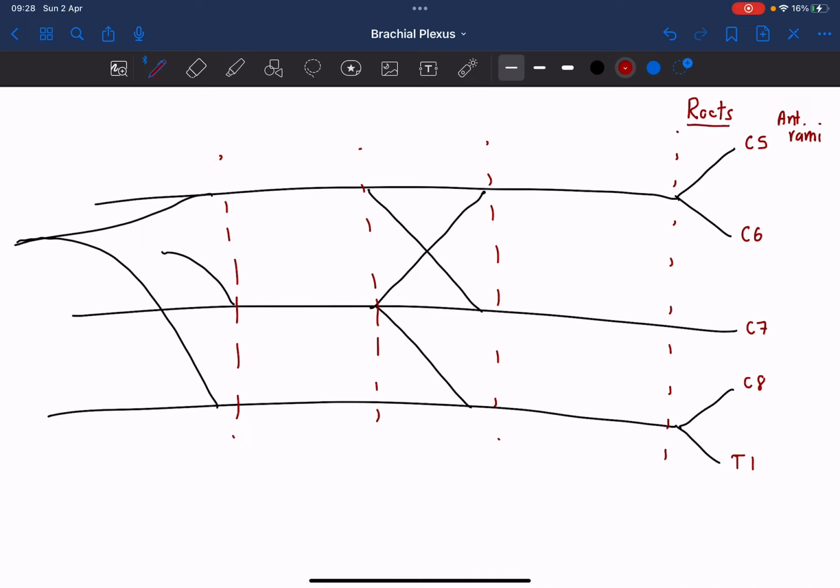The next part of the brachial plexus are the trunks. Of trunks, we have three: the superior trunk, the middle trunk, and the inferior trunk. After trunks, we find the divisions. Of divisions, there are three: the anterior division, the posterior division, and again another anterior division.